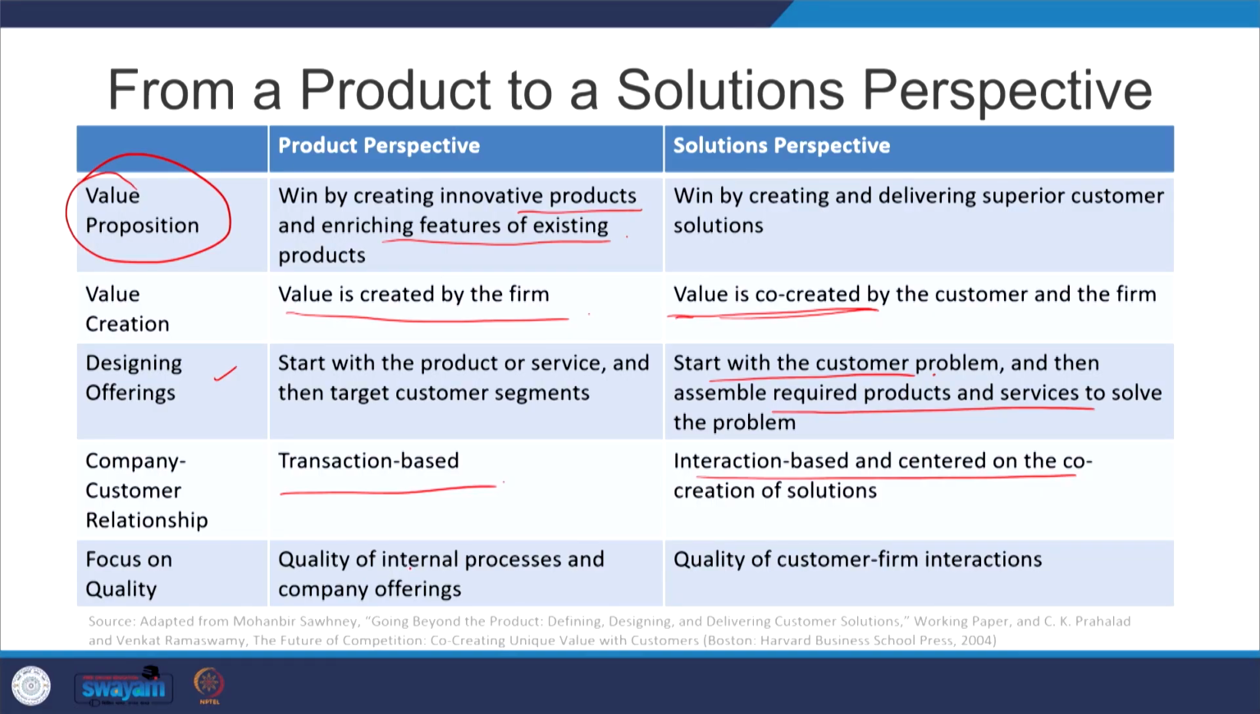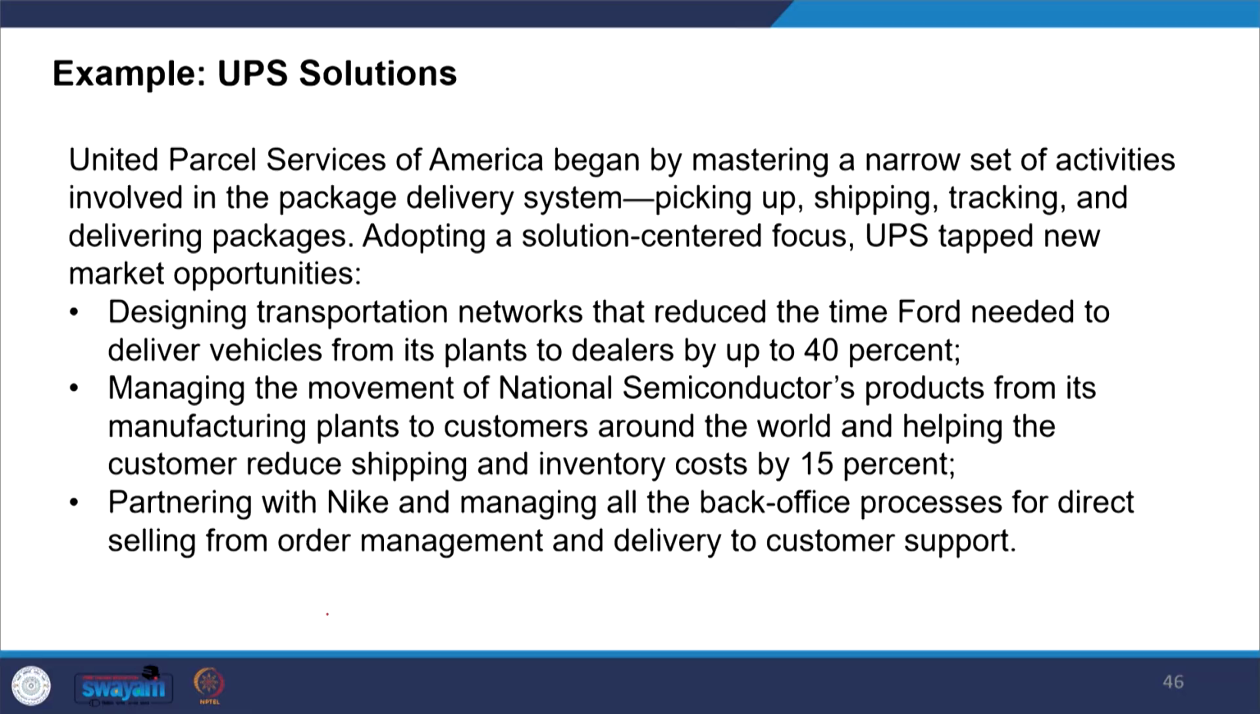Quality: when you talk about quality, in the product perspective the focus is on the quality of the internal processes and company offerings, and here it is on the quality of the customer firm interactions. So, the quality is looked at from all angles, not only from the producer's angle, from the customer's angle also. So, how would the customer use this product, and what level of quality of products he can make out of it, is also checked. Okay. So, this is adapted and this source is given to you.